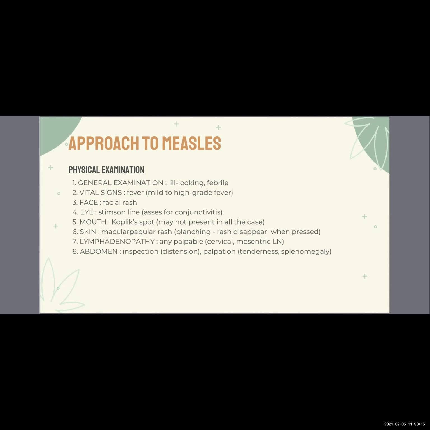And then we look for the maculopapular rash. This rash is characterized as a blanching rash, where when we press the rash, it will start to disappear. Then lymphadenopathy: we look for any palpable lymphadenopathy, such as at the cervical area and mesenteric lymph nodes. Lastly, in the abdomen, we inspect for distension and palpate for tenderness and splenomegaly in severe cases.